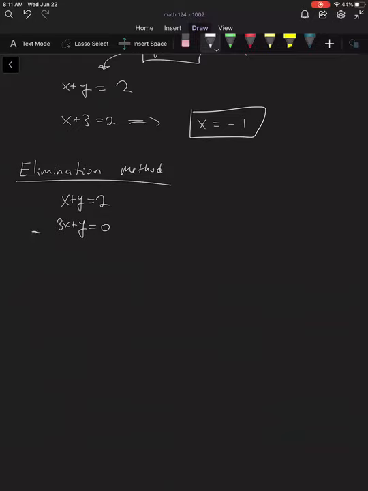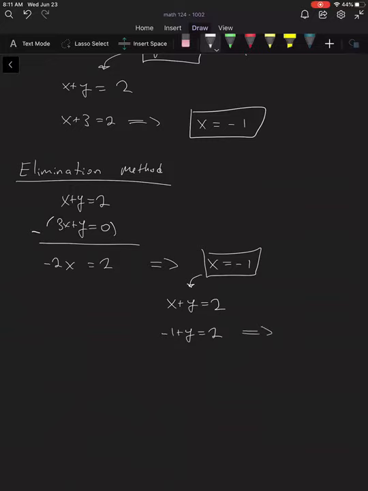So if we just subtract these two equations, we get x minus 3x, which is minus 2x, y minus y, which is 0, and 2 minus 0, which is 2. So this just gives us x is equal to minus 1. Now we can plug this into any of the equations. Let's just choose the top one. So we have x plus y is equal to 2. If we plug x equals minus 1 in here, we get minus 1 plus y is equal to 2. So adding the minus 1 over, we get y is equal to 3.